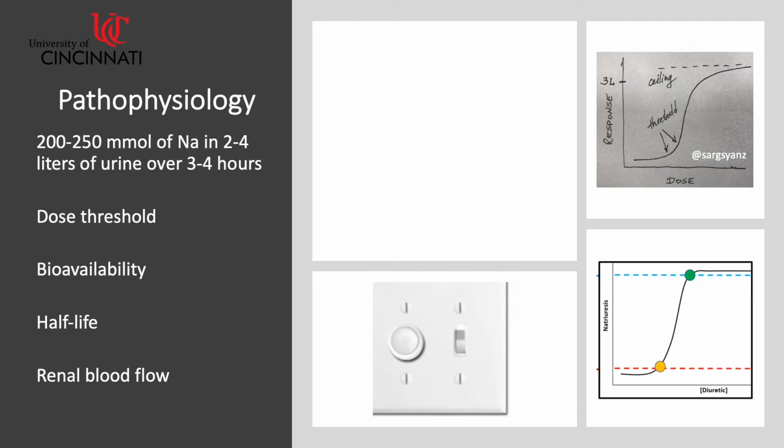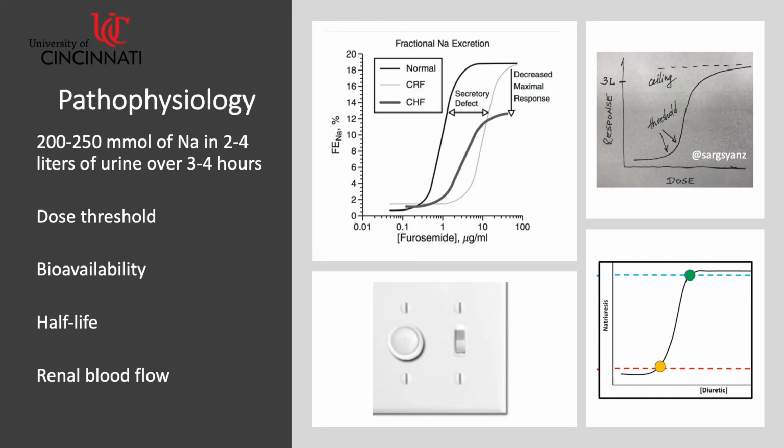Versus torsemide and bumetanide, the other loop diuretics, which have much more predictable bioavailabilities. When it comes to half-life, bumetanide has a half-life of about 1 hour, torsemide about 3 to 4 hours, and furosemide right in the middle at about 2 hours. And then renal blood flow is the other key importance.